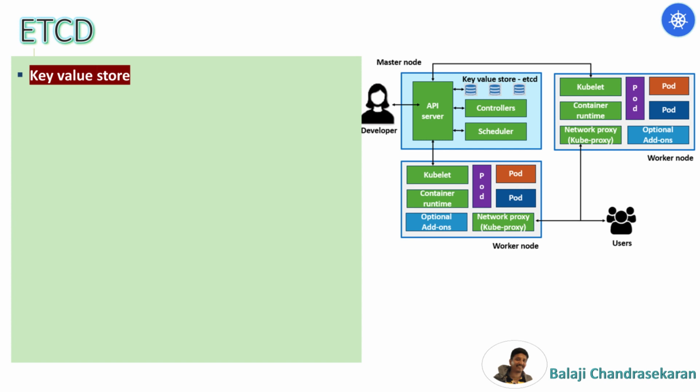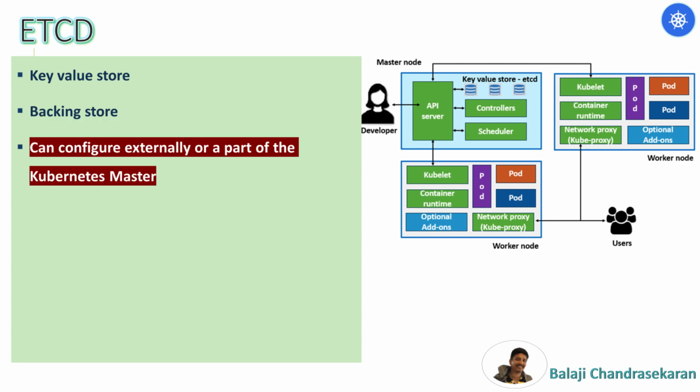etcd is a consistent and highly available key value store used as Kubernetes backing store for all cluster data. If your Kubernetes cluster uses etcd as its backing store, make sure you have a backup plan for the data. You can configure etcd externally or even make it a part of the Kubernetes master.